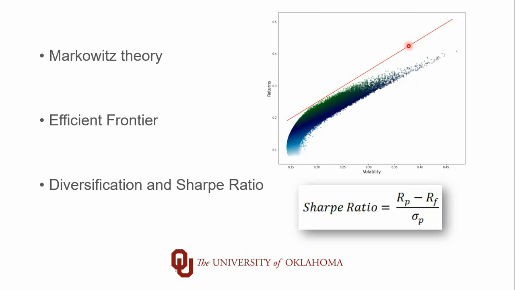This red line is the capital market line. We will get to see it later. So portfolios that lie below this efficient frontier are suboptimal because they don't provide enough return for the level of risk, while portfolios to the right of the efficient frontier are suboptimal because they have a higher level of risk for the defined rate of return.